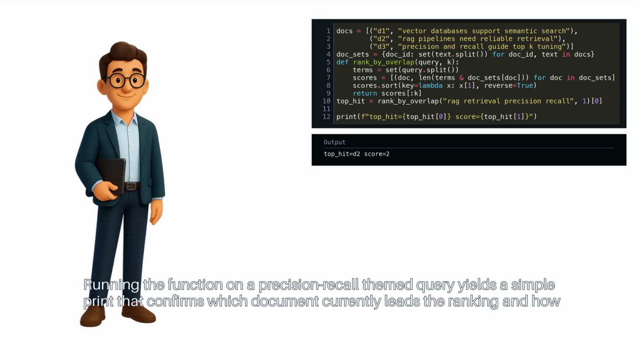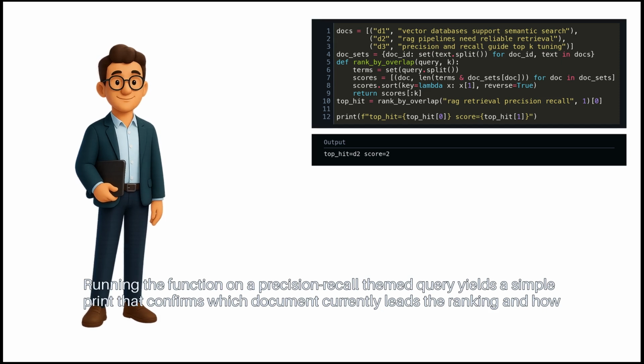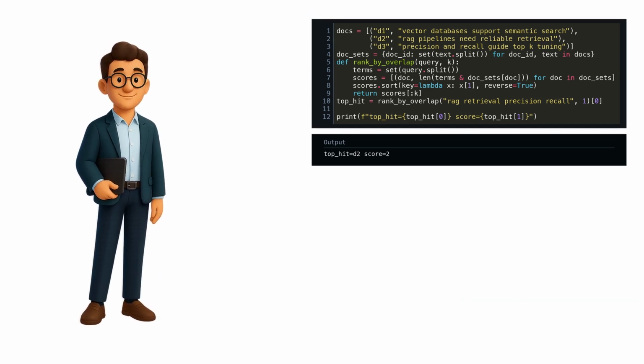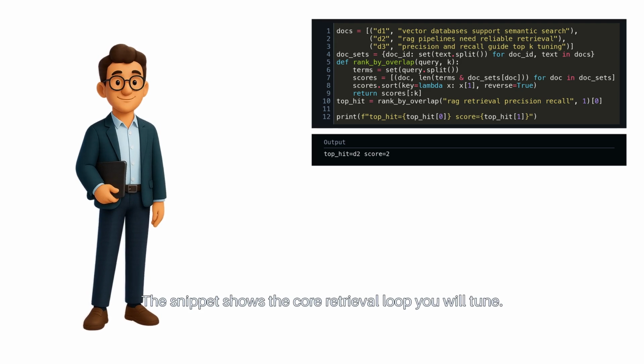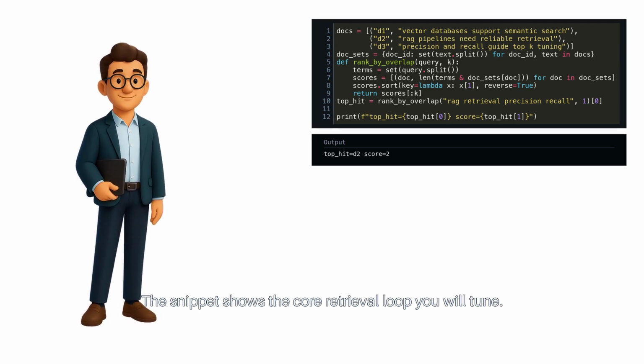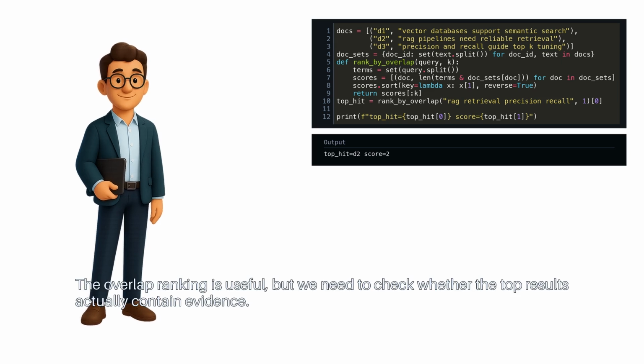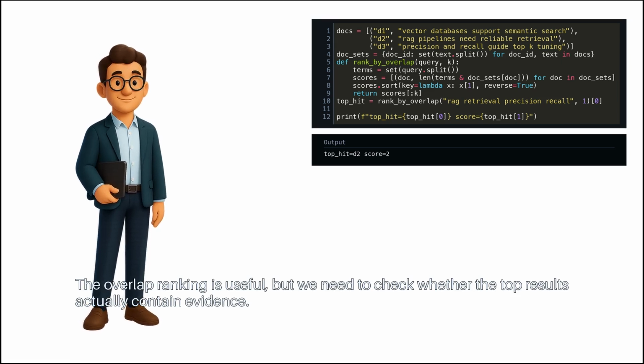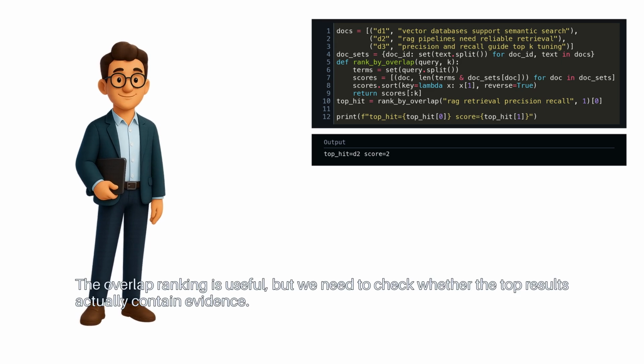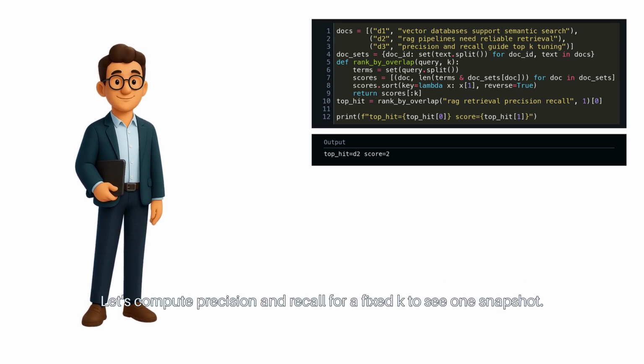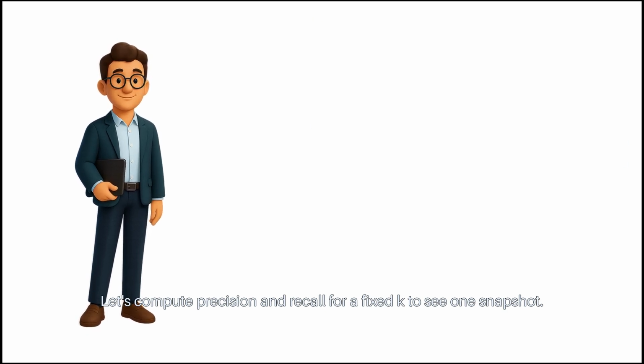Running the function on a precision recall themed query yields a simple print that confirms which document currently leads the ranking and how many shared terms support it. The snippet shows the core retrieval loop you will tune. The overlap ranking is useful, but we need to check whether the top results actually contain evidence. Let's compute precision and recall for a fixed K to see one snapshot.